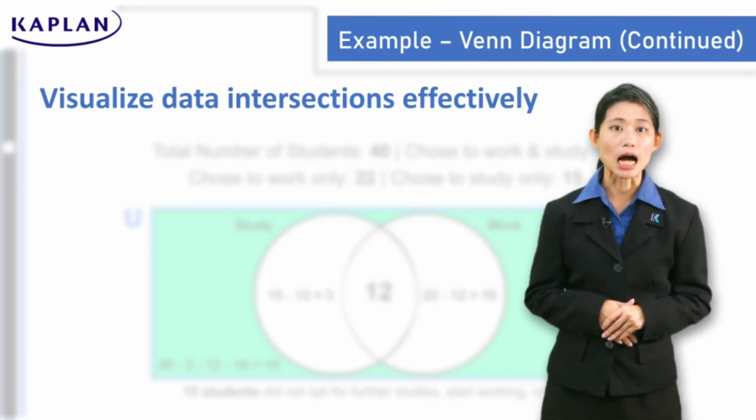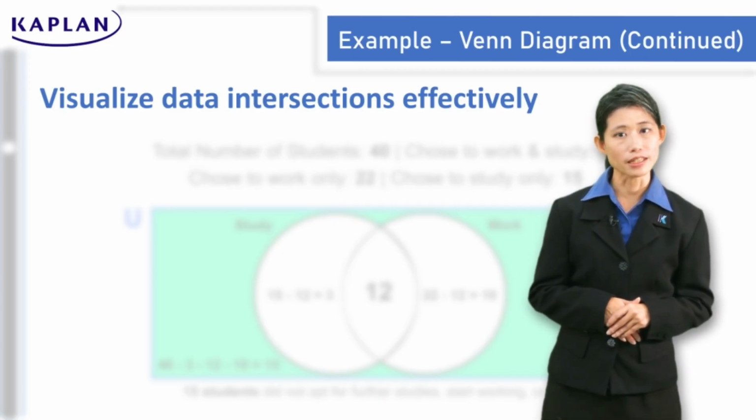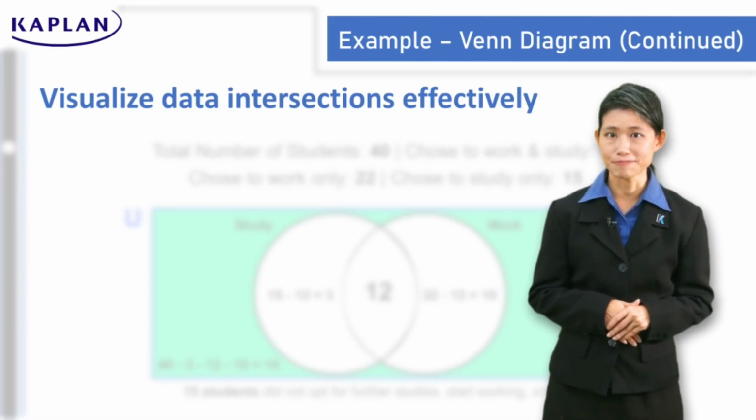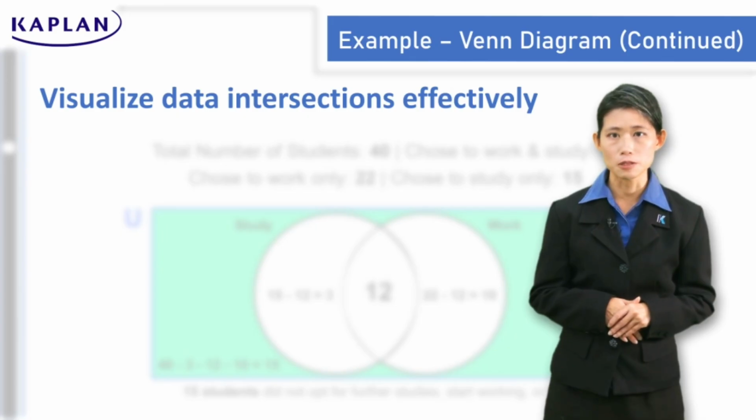Venn diagrams are powerful tools because they condense information into a clear and concise visual format. They help us identify relationships between categories, understand overlaps, and gain a holistic perspective on complex situations.